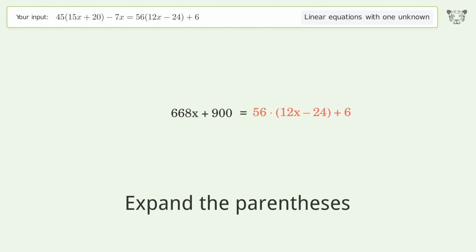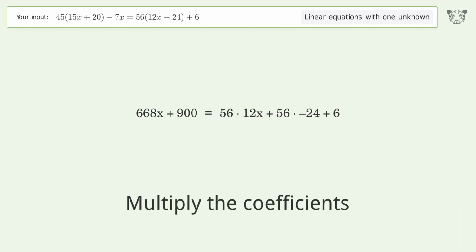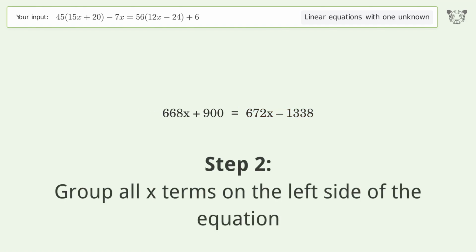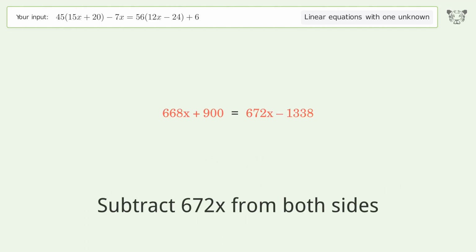Expand the parentheses. Multiply the coefficients. Simplify the arithmetic. Group all x terms on the left side of the equation. Subtract 672x from both sides.